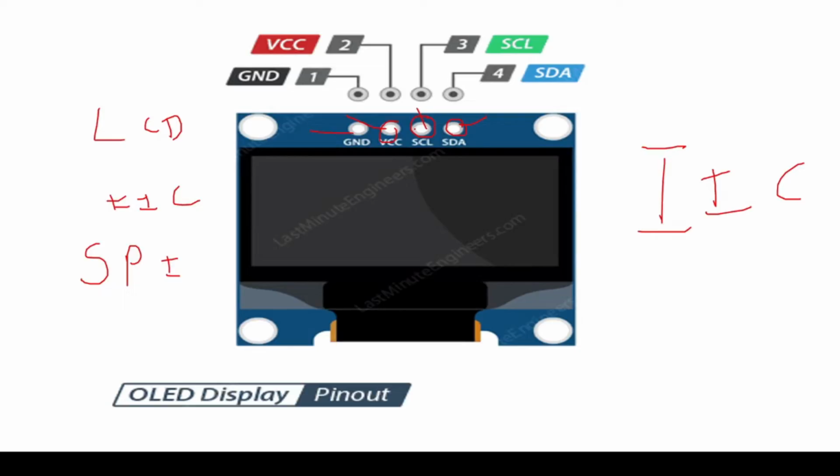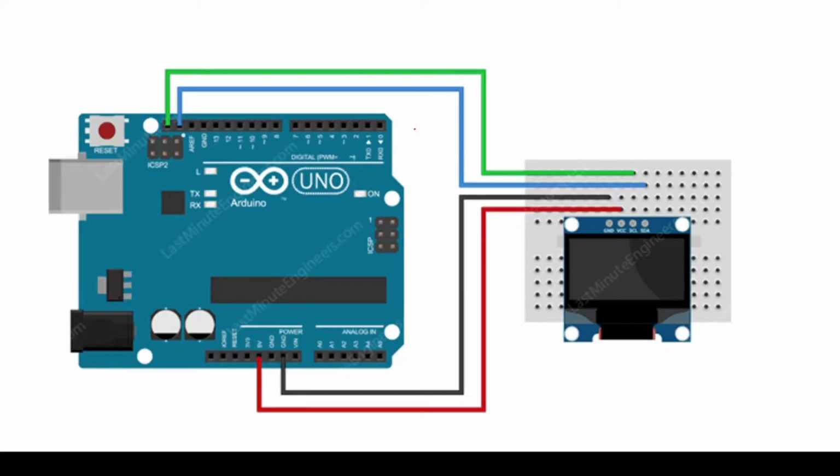Now let us quickly move into the circuit diagram so that we can see how we are going to connect this OLED display. We have only 4 connections. You can see here, this is our circuit diagram. As I said, we are going to connect this particular 5 volts pin to the VCC pin of our OLED display, and we are connecting the ground of the OLED display, and we are connecting the IIC pins, right?